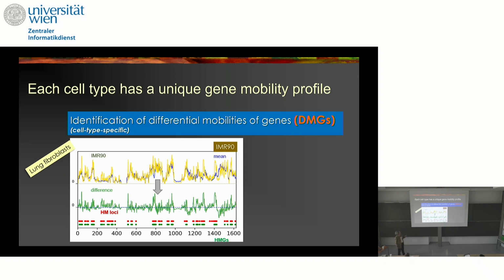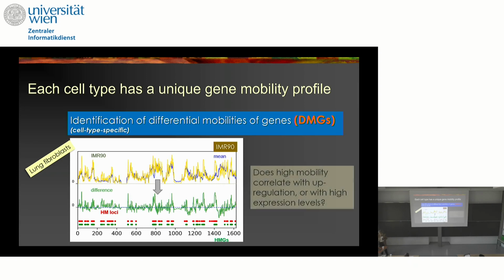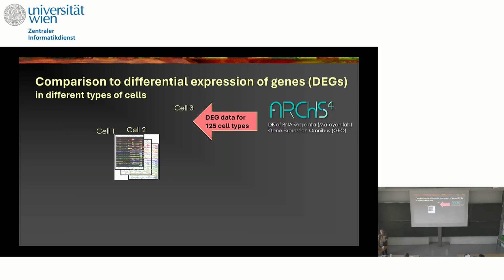Based on that, you can construct for each cell type a differential mobility profile for the genes, which we call the MG. So from the individual profile as a function of gene loci, mean square fluctuation, you subtract the average. Now you have magnified differences. And those differences, now we're going to use them to screen, to compare with the DEGs. DEGs is differential expression of genes.